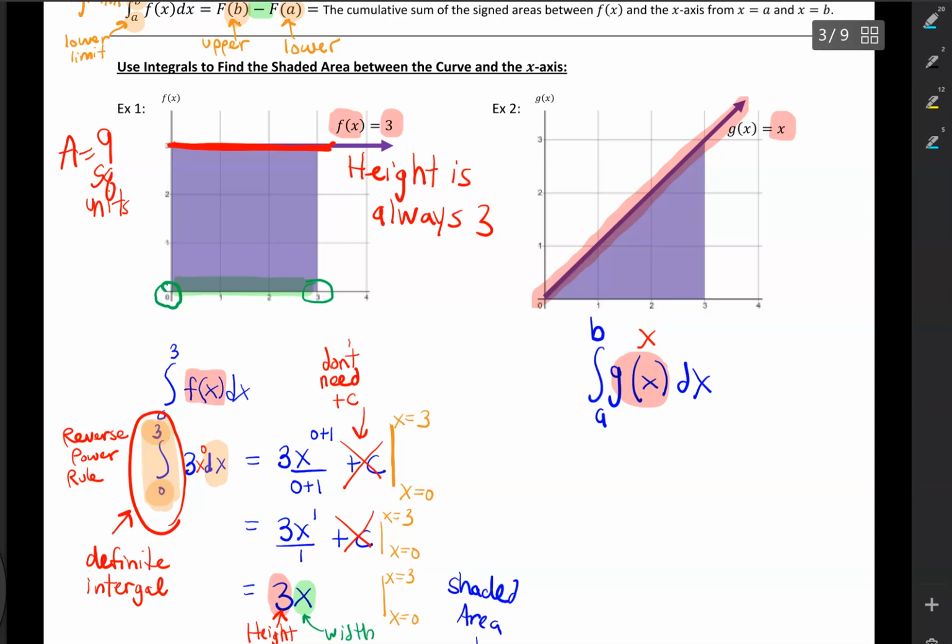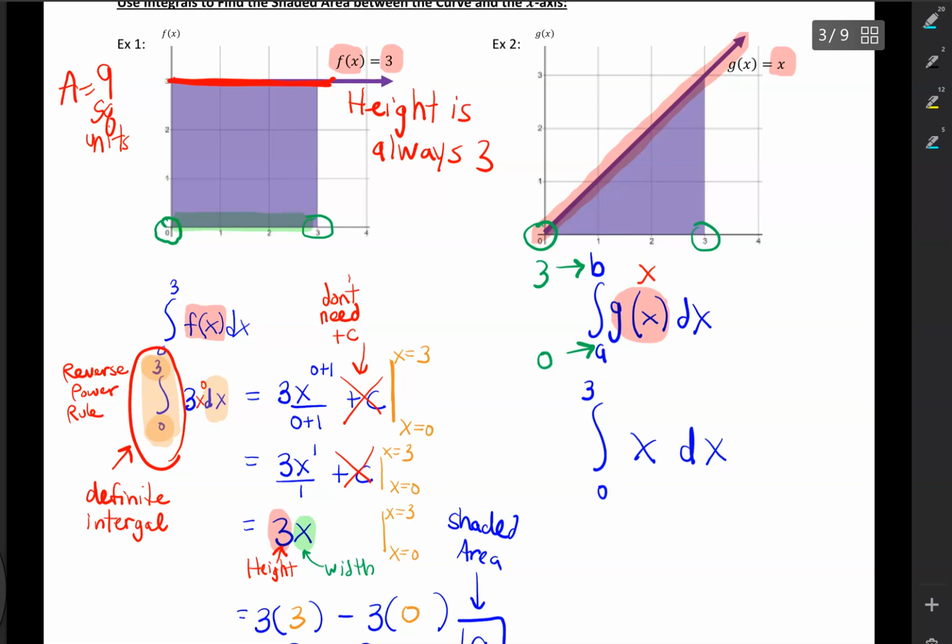Okay. And then my limits of integration went from 0 to 3 again. So I'm going to replace my limits of integration with a 0 and a 3. So it'll look like this. 0 to 3 x dx. Okay, now you just find the antiderivative following your reverse power rule. There's an understood exponent of 1 on this. So my reverse power rule would be x to the 1 plus 1 over 1 plus 1. And I don't have to write the plus c anymore because I'm replacing it with the 0 to 3.